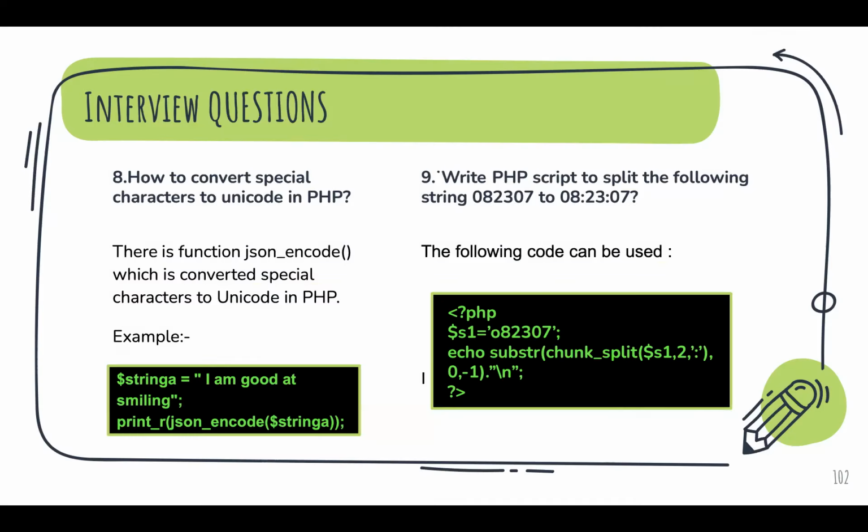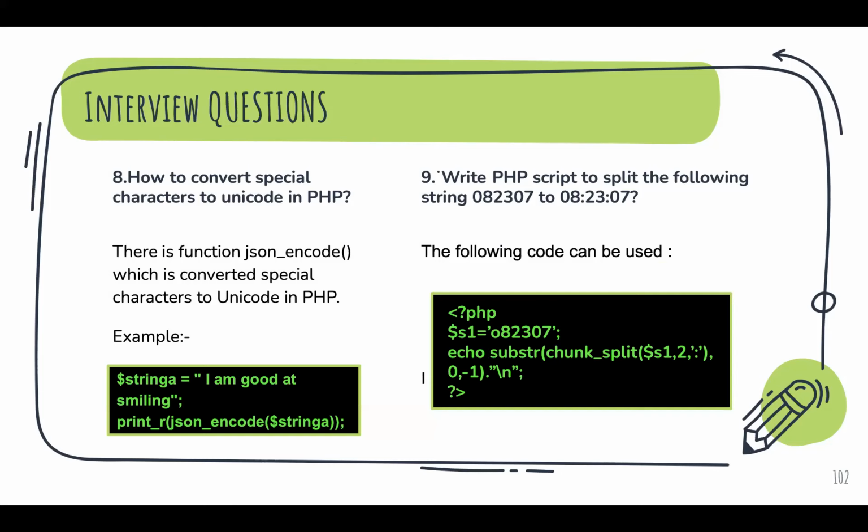How to convert special characters to Unicode in PHP. There is a function called json_encode, which is used to convert special characters to Unicode. And here is an example of it.